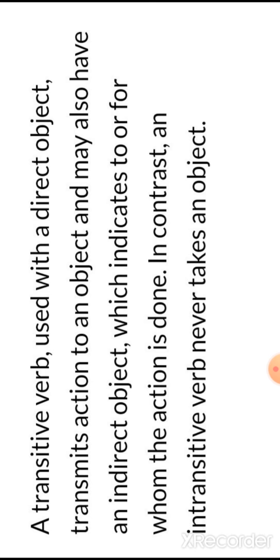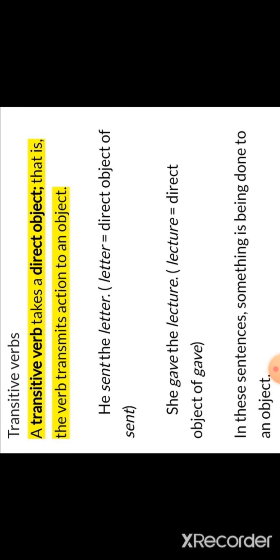Now, transitive verbs में दो तरह के objects होते हैं. When you ask the question after the transitive verb, what or who, and you get an answer, then it is a direct object. And when you ask the question to whom, for whom or from whom, or to what, for what and from what, and you get an answer, then it's an indirect object. अभी हम आगे example से इसको और अच्छे से समझेंगे.